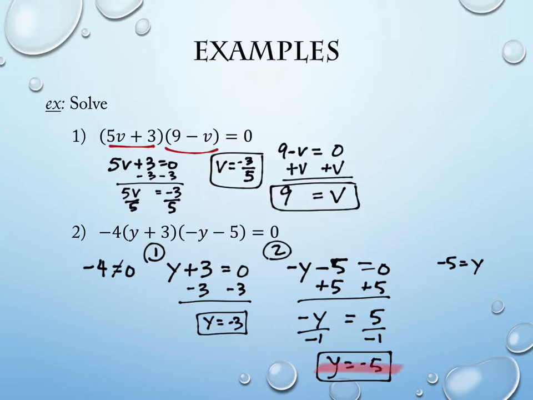Let's just do the last one we did, y equal -5. So if we take the equation that we were given right here, and I put in -5. -5 into the first piece does not create 0, right? It's -5 plus 3, that's not 0. However, -5 into this piece will.